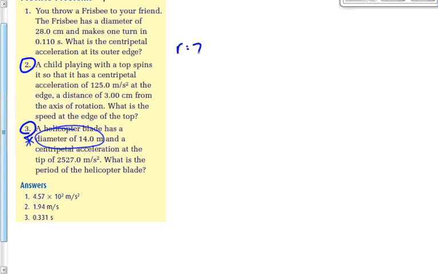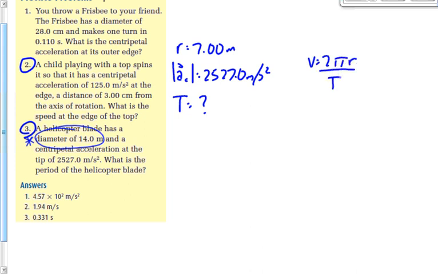We're going to say R is 7.00 meters. We're going to say A is 2527 meters per second squared. We want to find T. The only equation we have with period in it, besides 1 over F, is V is equal to 2 pi R over T. Rearrange that, 2 pi R over V. My problem with this one is that I don't know what V is.